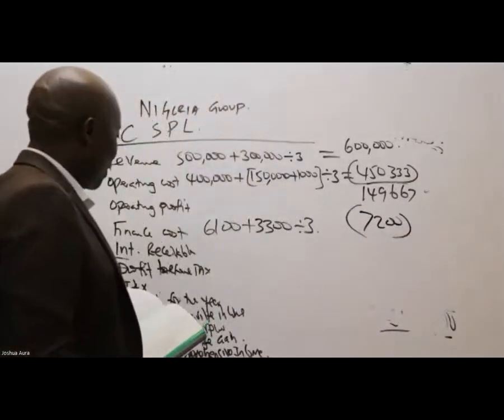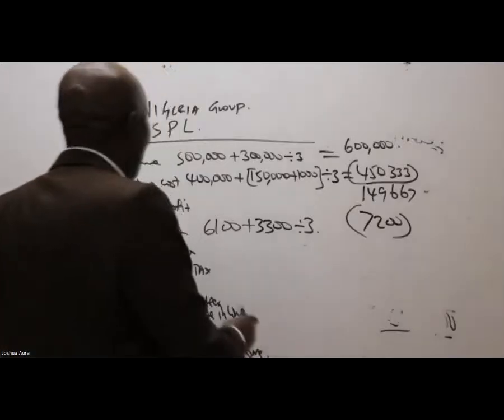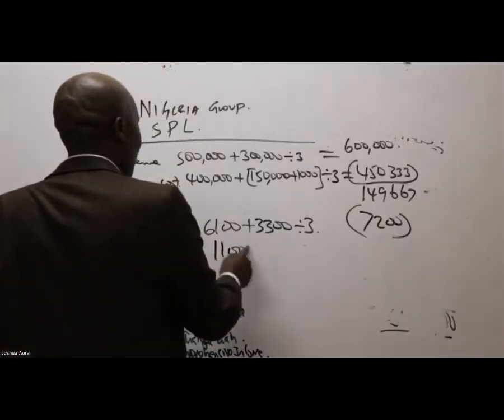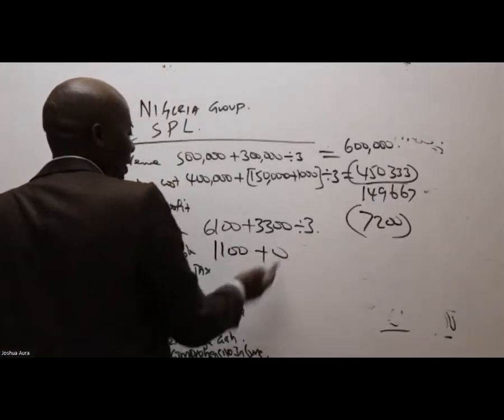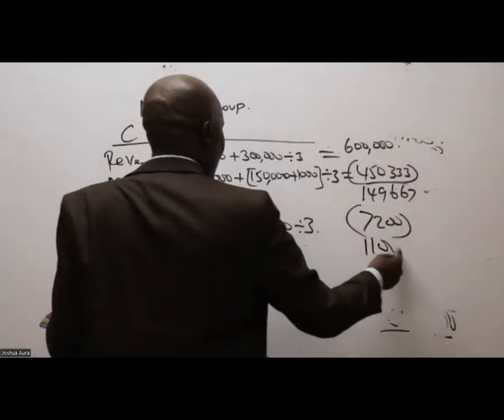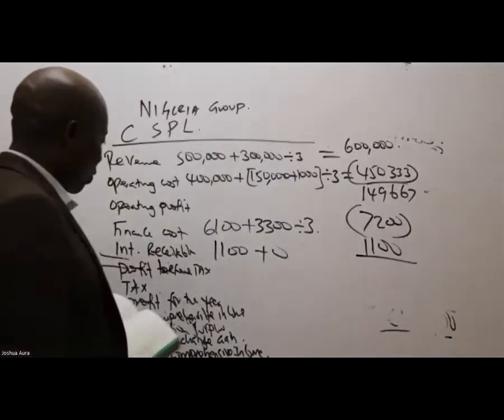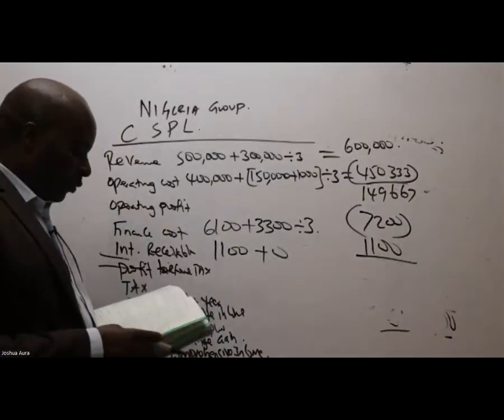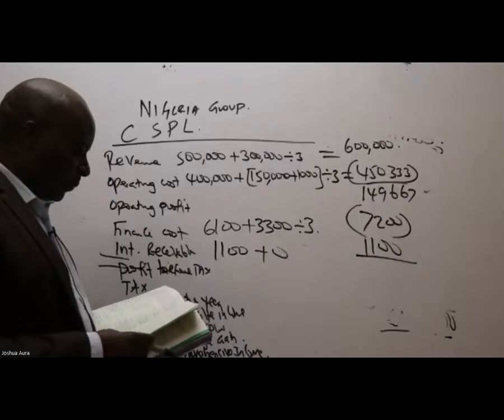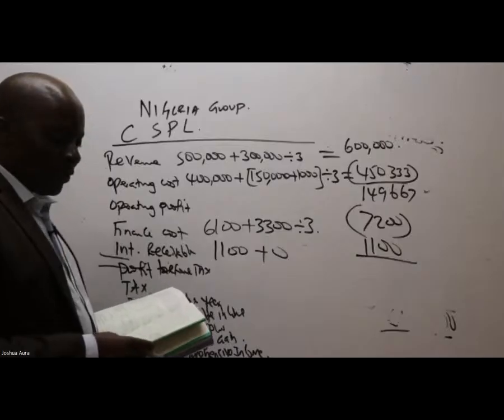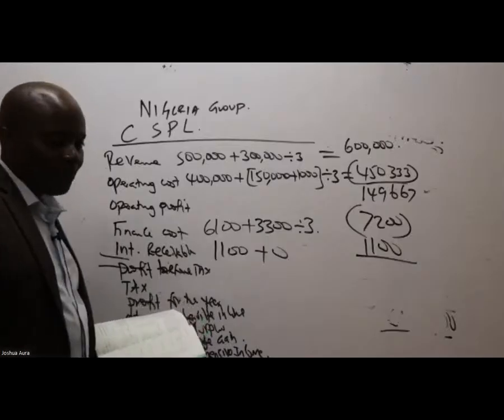And then we have interest receivable. Interest receivable is 1,100 plus 0. So there is no translation here. So this gives me 1,100. It's an income. So could you kindly give me the profit before taxation? Who can give me the profit here before taxation very fast?